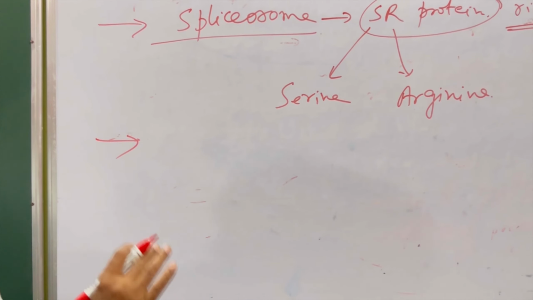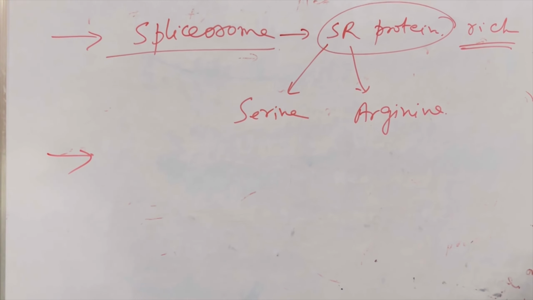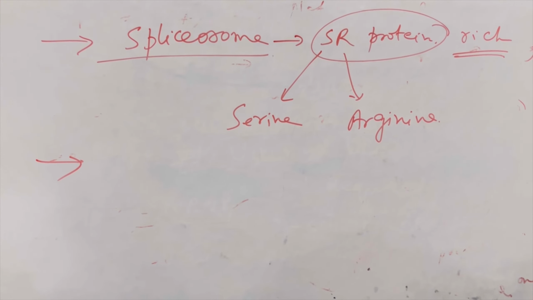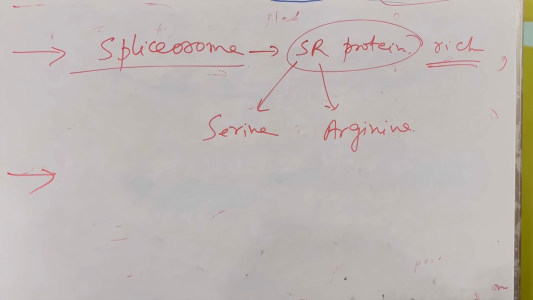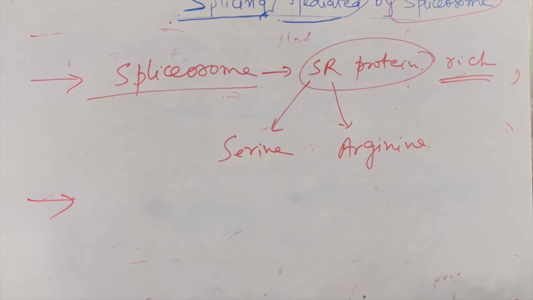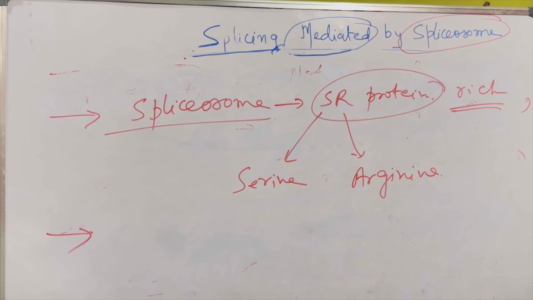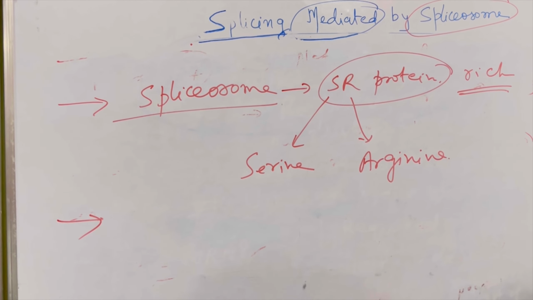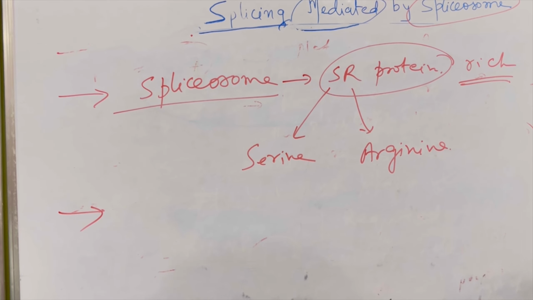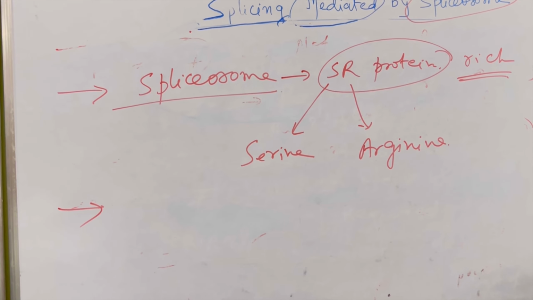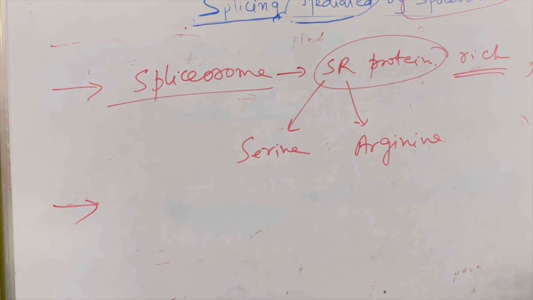U3 is not involved, U8 is not involved, U13 is not involved, and U11 and U12 are involved in U2-independent splicing, but you have SR protein which is involved in the formation of a spliceosome. It is an important component of a spliceosome.